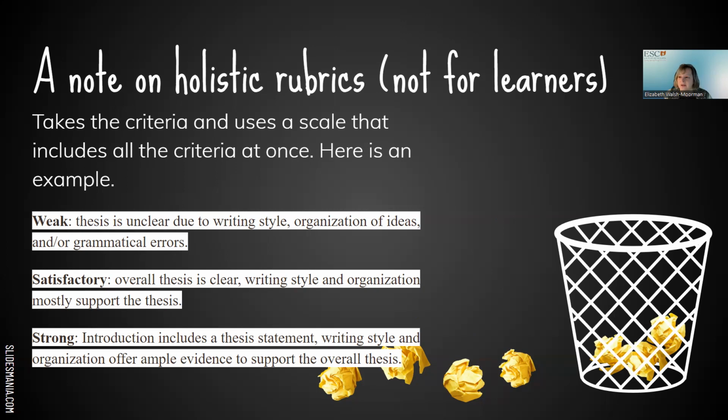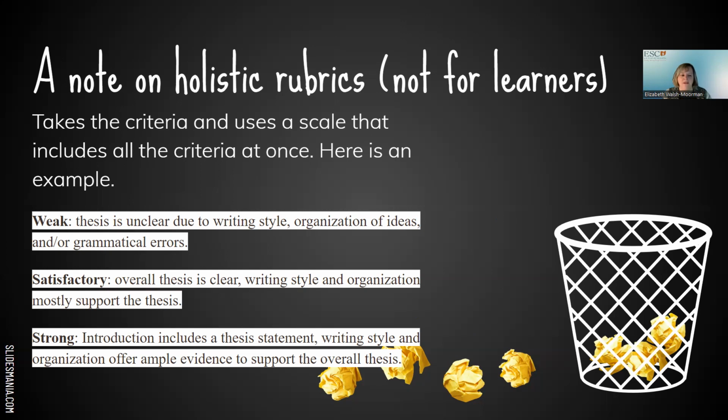Let's say you're working on a teacher-based team, you want to look at student samples to identify what's happening across levels. That might be another place where holistic rubrics are good. But what this does is it uses the criteria from your writing rubric in a way that includes all the criteria at once. So here's weak, satisfactory, strong.